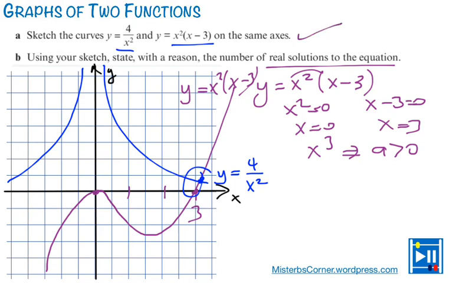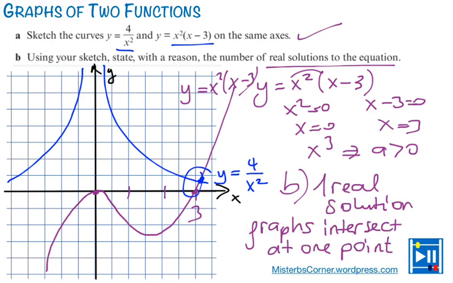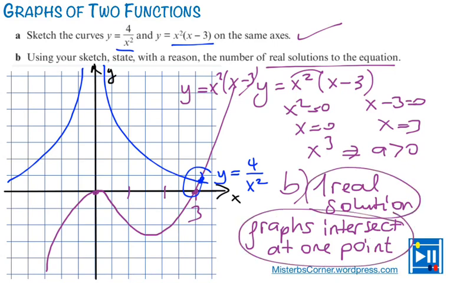Part B, using your sketch, state with the reason the number of real solutions. So in part B, I'm going to write down there is only one real solution because there is only one intersection. Certainly, this is just the phrases I write here. You're going to write a nice sentence out of it, right? So this is pretty much it.